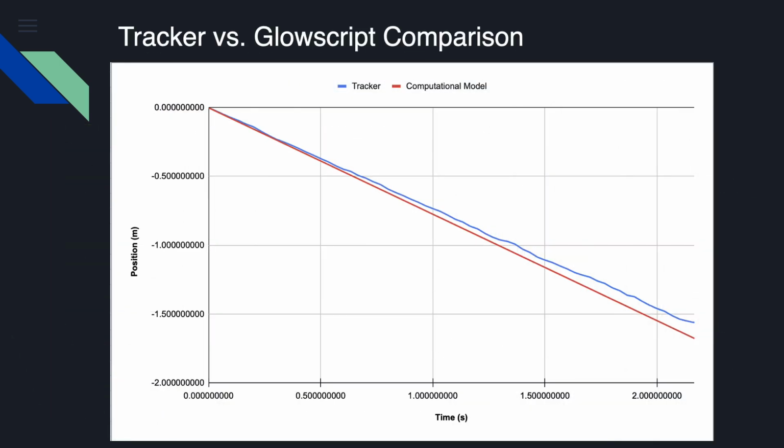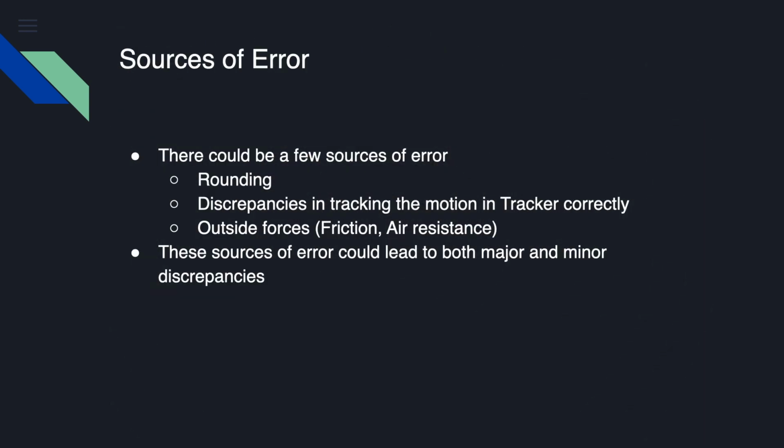Side by side, the graphs are very similar, but the real-world model from Tracker is slightly different, and that obviously shows that there's some force acting on it that was not accounted for. So sources of error could be rounding, discrepancies in tracking the motion in Tracker correctly, or outside forces such as friction and air resistance. And they could lead to both major and minor discrepancies.